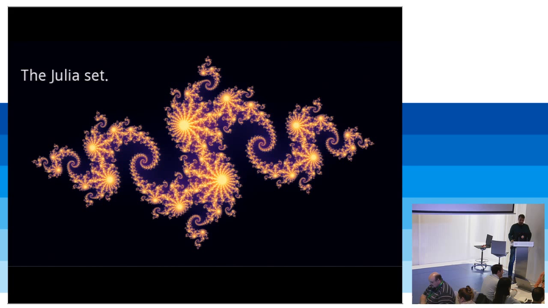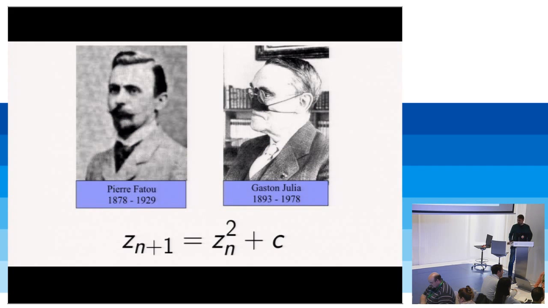The Julia set obeys that formula there. It's a very, very simple formula, and it was discovered by Pierre Fatou and Gaston Julia at the beginning of the 20th century. And it made the mathematicians crazy. I mean, they loved it. They still love it. They love the fact that such a simple formula produces such an amount of complexity.